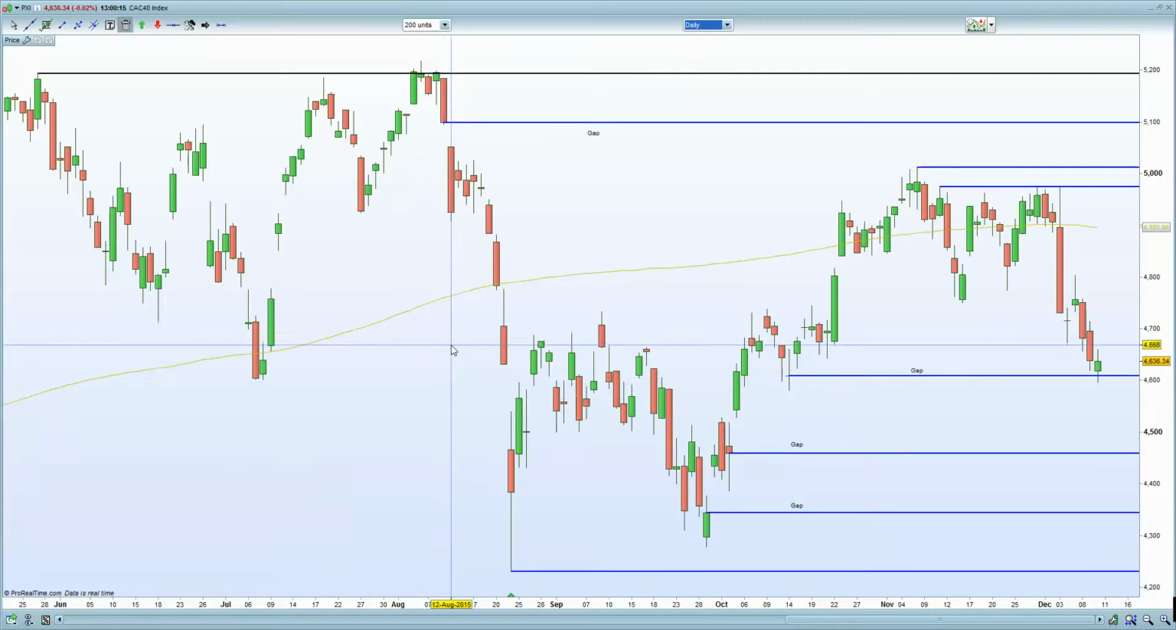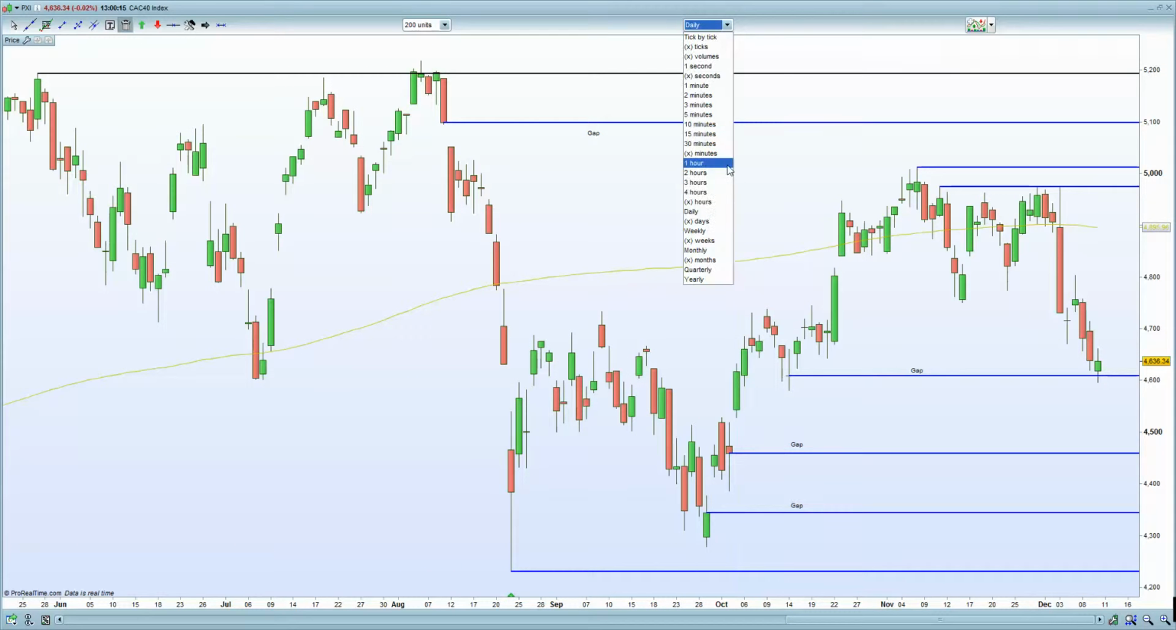Okay, so basically gap fill on the French CAC, so therefore into support.